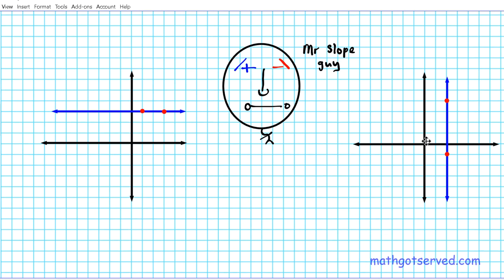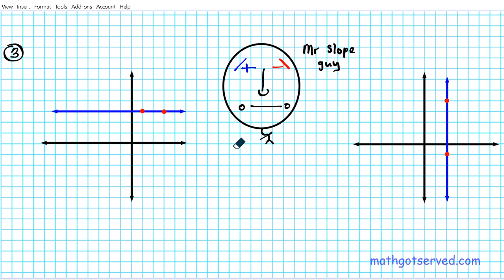We're going to be looking at 2 special cases here. All right, so in question number 3, we want to find the slope of this horizontal line. Now, if you know Mr. Slope Guy, you automatically know what the answer is. The horizontal line basically corresponds to the mouth of Mr. Slope Guy. So what does the mouth of Mr. Slope Guy tell you? All horizontal lines have a 0 slope. Okay, so just based on this mnemonic device that we have right here, you know that the slope is 0.